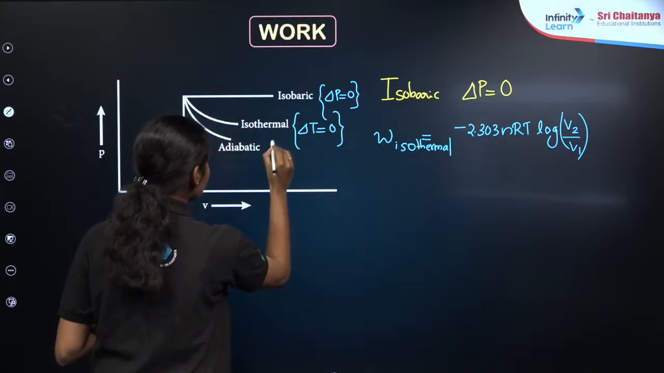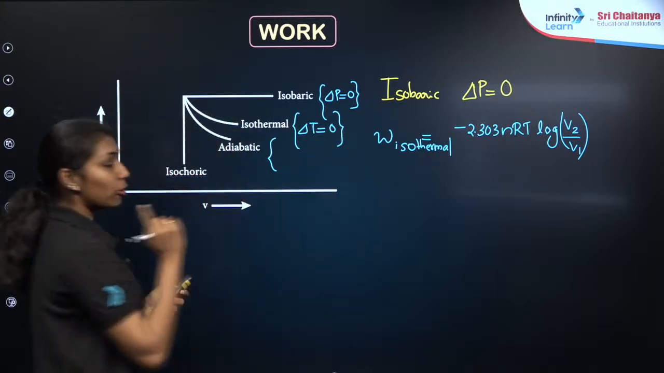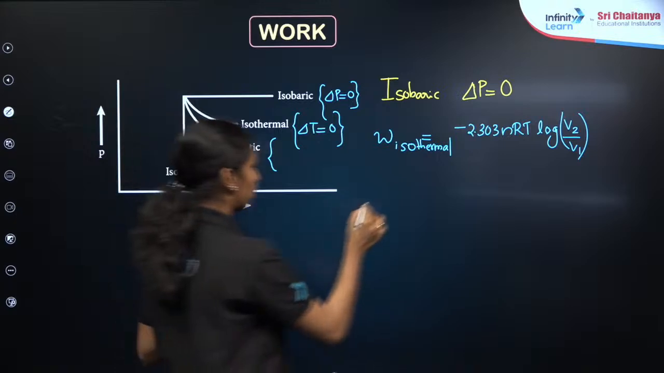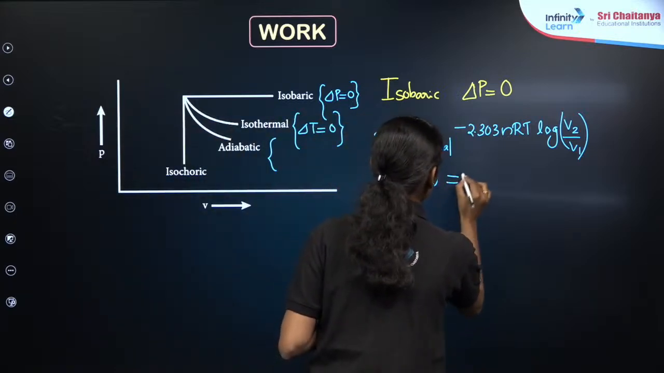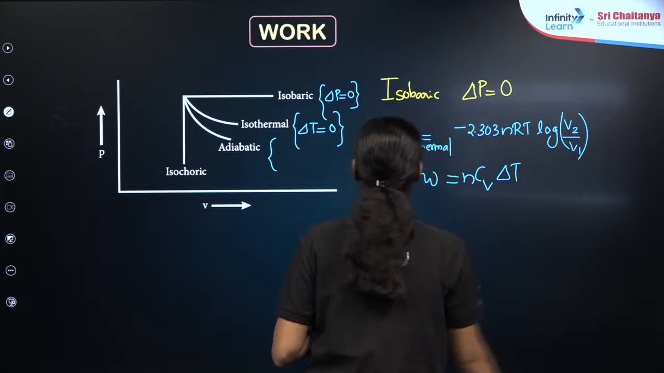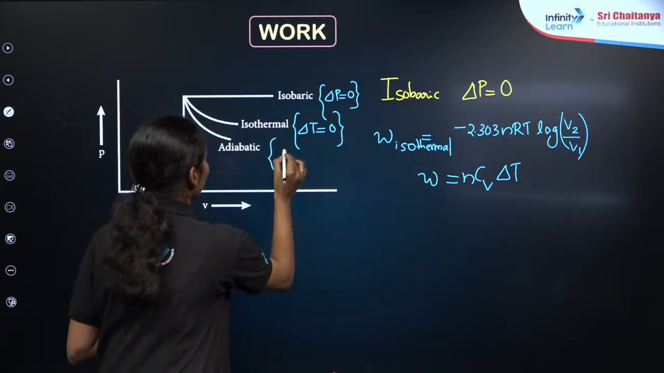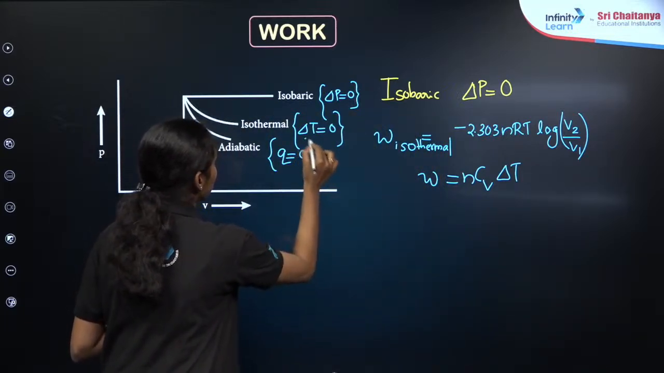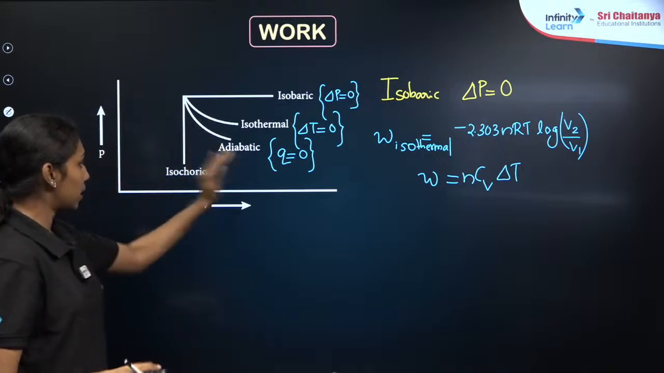Then whenever we are discussing the adiabatic process, there will be a particular work done. We can write it as n Cv delta T, where Q is equal to 0 here. So this will be the PV diagram for the adiabatic process.